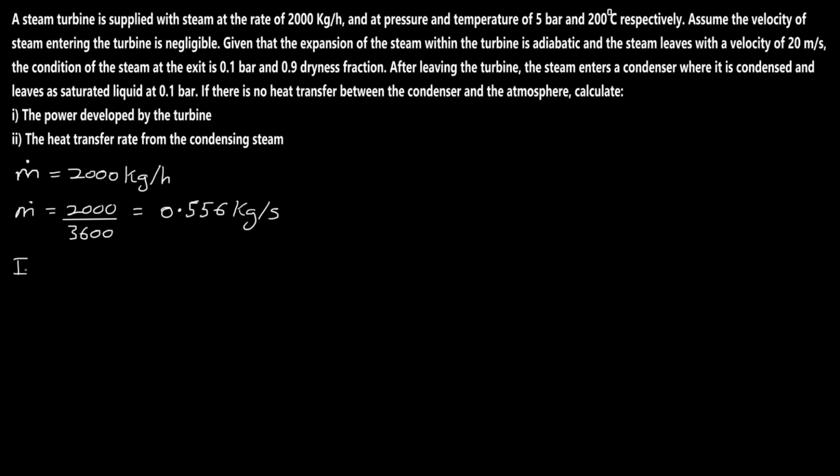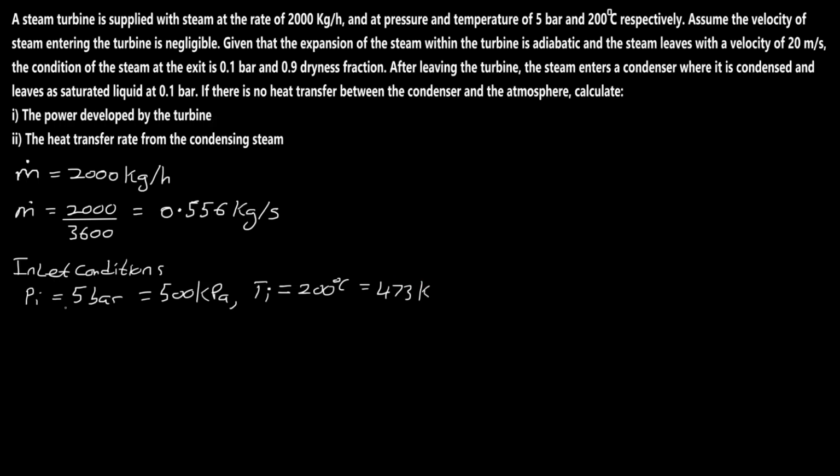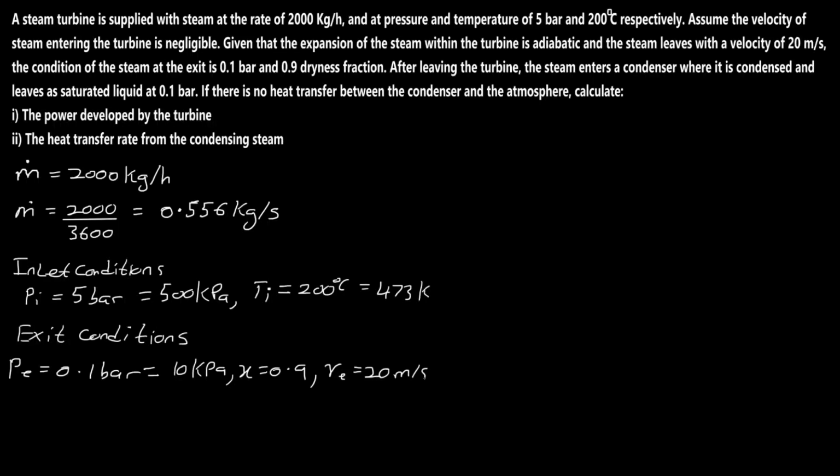For the inlet conditions, we have P1 equals 5 bar or 500 kilopascals. T1, the inlet temperature, is 200 degrees Celsius or 473 Kelvin. And for the exit conditions, we have exit pressure 0.1 bar or 10 kilopascals, dryness fraction 0.9, and exit velocity 20 meters per second.